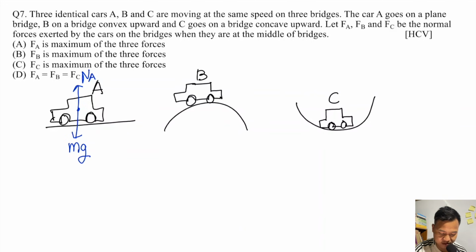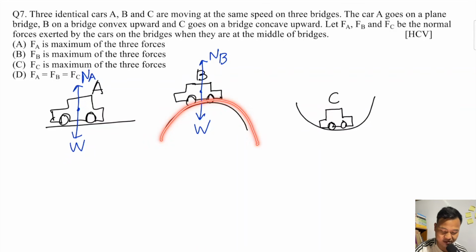So mg. The weight of the three identical cars is the same. So normal is upwards, normal on B, and weight is downwards. Okay, now going in a circular path like this, you'll experience a centrifugal force in the outward direction, right? So in this direction, I will experience centrifugal force FC, all right.